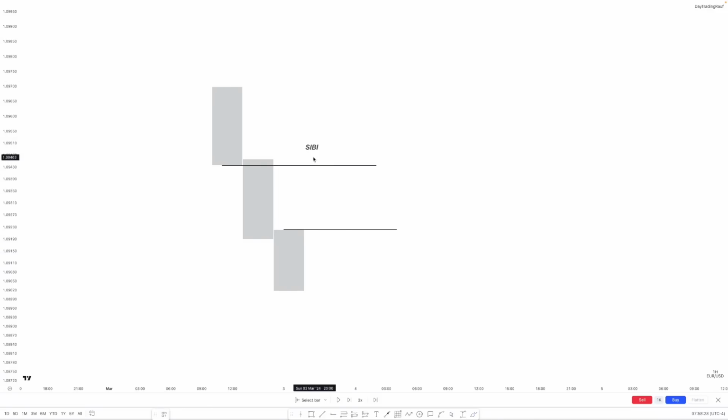So this is a SIBI, this is a sell side imbalance, buy side inefficiency, where you can see this is where only selling was offered. So price was only offered to the downside. To rebalance this, we need to offer buy side inside of here. So that's where the buy side inefficiency comes in.